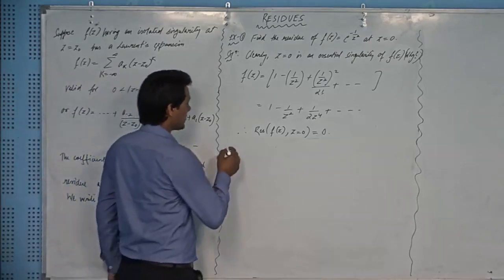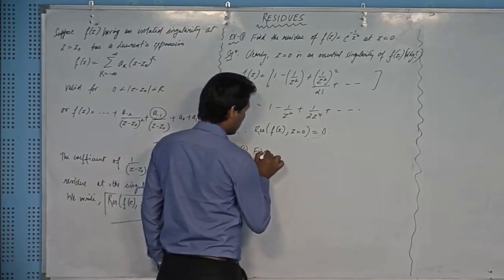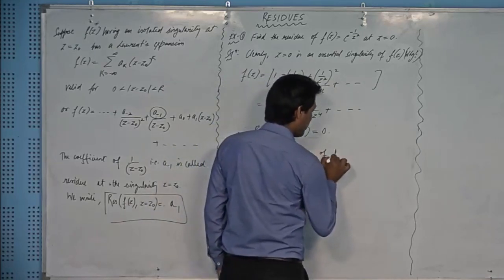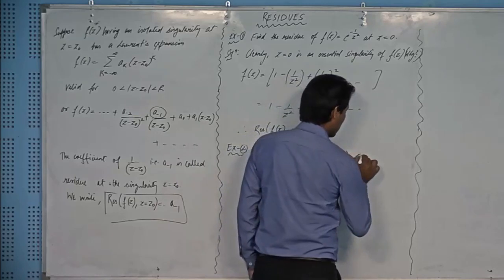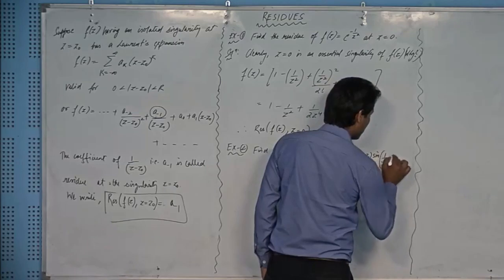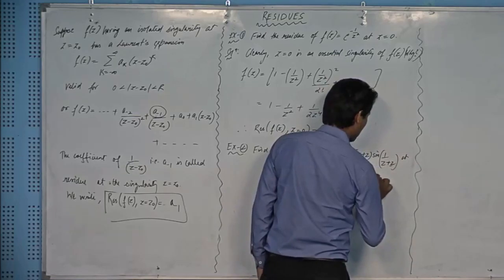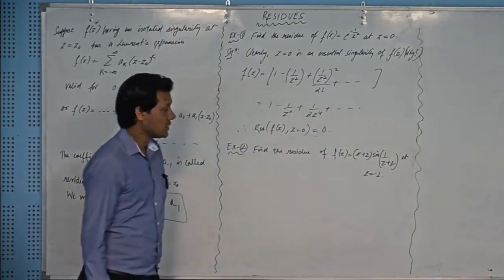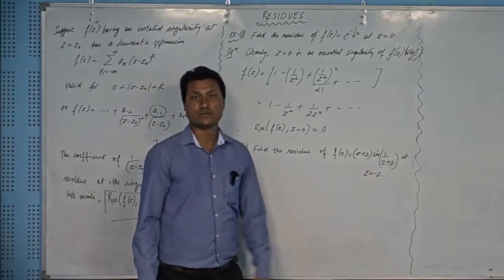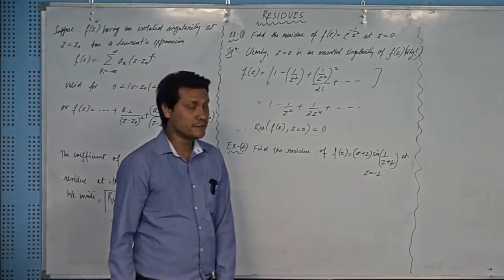Okay, take another example. Example number 2, find the residue of f(z) equal to (z plus 2) sine of 1 over (z plus 2) at z equal to minus 2, right? And again you can see that if you plug z equal to minus 2 here, you will get sine infinity, and here you will have 0, right? So 0 multiplied by sine infinity, that is looking like an indeterminate form, right?